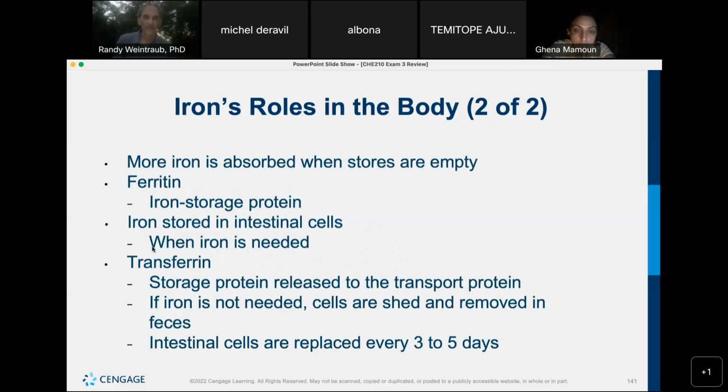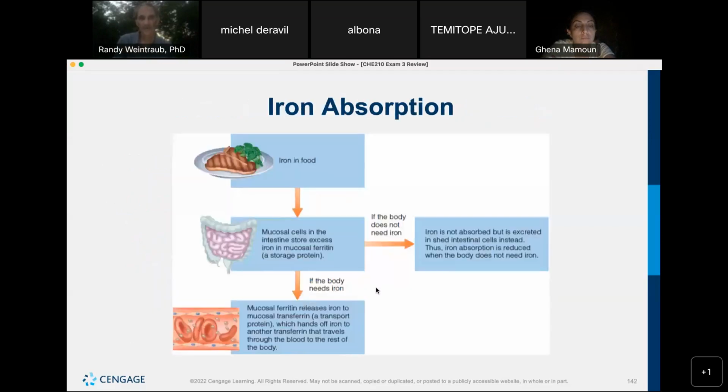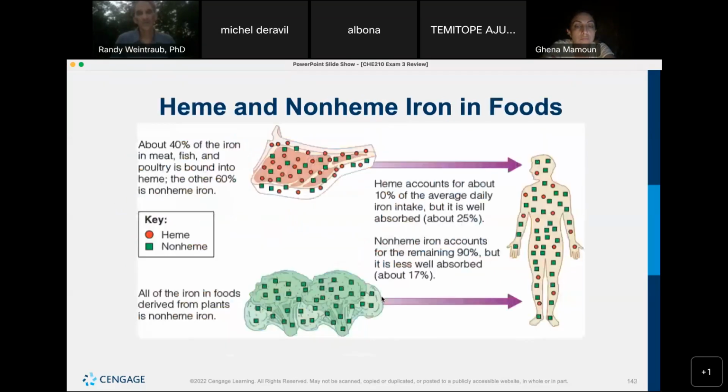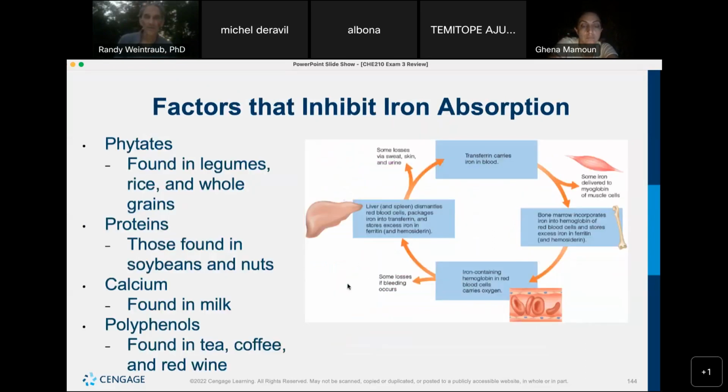A couple of ways that it's stored and moved around. Ferritin is how we store iron, transferrin, how we move it around. Iron absorption is critical. It varies with the type. For instance, heme iron that is in animal sources versus non-heme iron. Heme iron is absorbed better from those foods than non-heme iron.